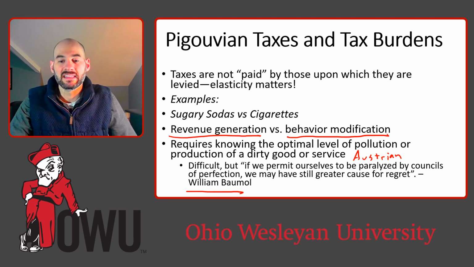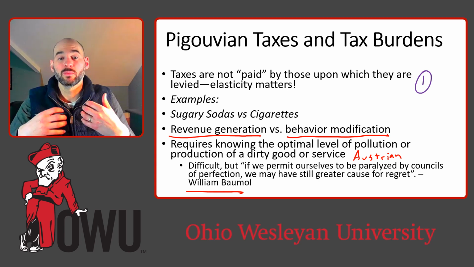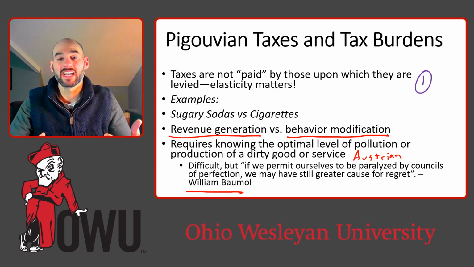So these are some of the general critiques of Pigouvian taxation, but what I'm going to do on the next slide is illustrate this first point here, that taxes are not paid by those upon which they are levied, that elasticity matters. And after I illustrate that point, I will probably wrap up today's lecture on externalities and pick up next week with the Coase theorem and show how we can use private solutions as a way to manage externalities under certain assumptions.